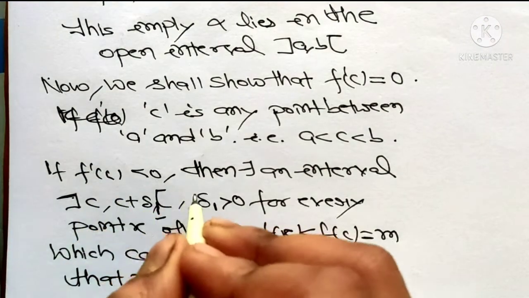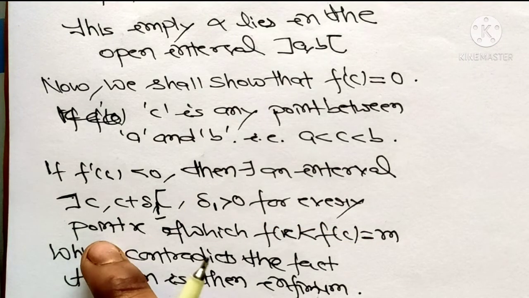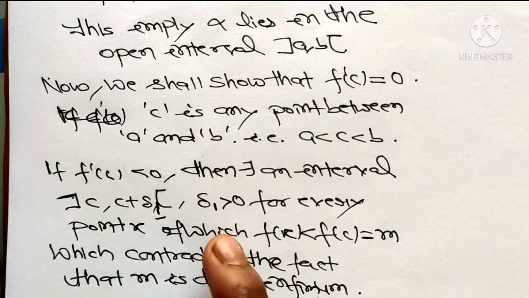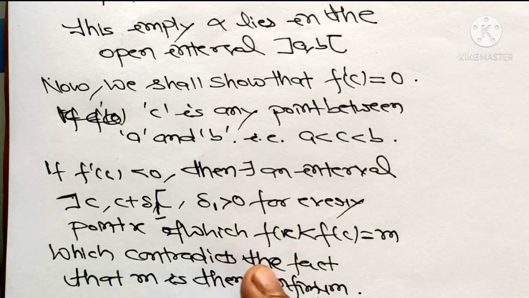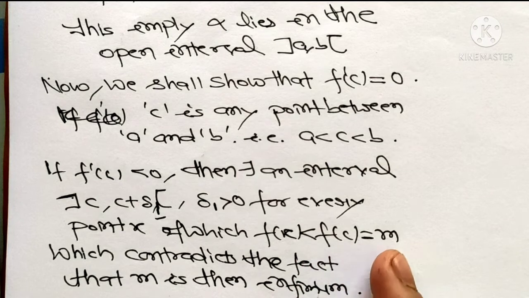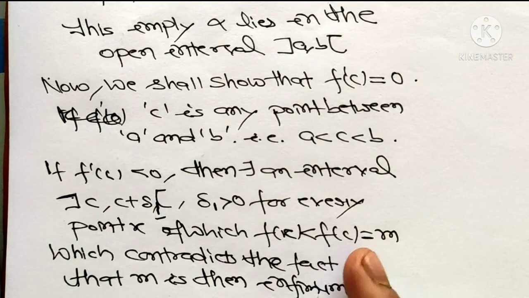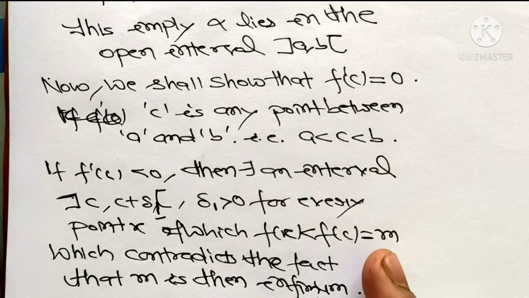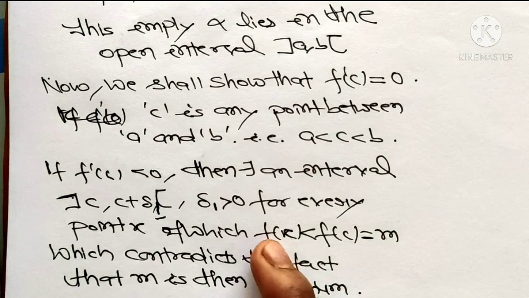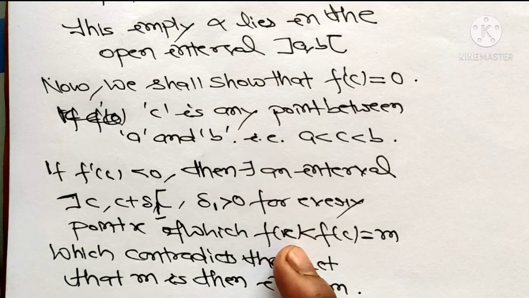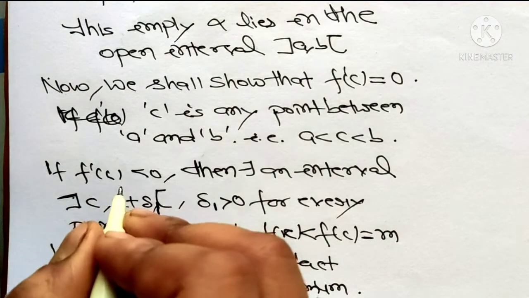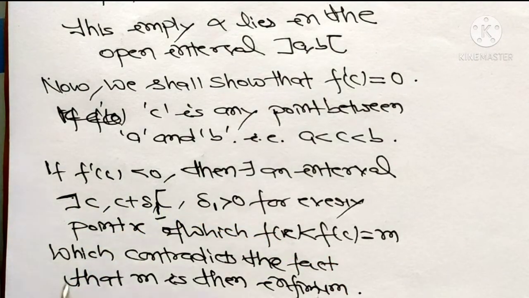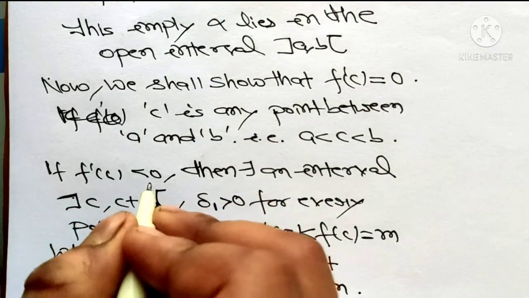If f dash c is less than 0, then there must exist an open interval (c, c plus delta 1), where delta 1 is greater than 0, for every point x of which f of x is less than f of c, which is equal to m. Because earlier we know that m is the infimum, that is the greatest lower bound, and if the greatest lower bound is greater than f of x, which is a contradiction, because we know that m is the greatest lower bound, which is not greater than f of x. So f dash c is not less than 0.